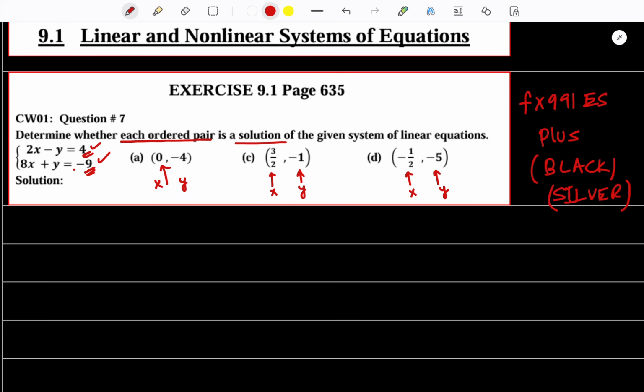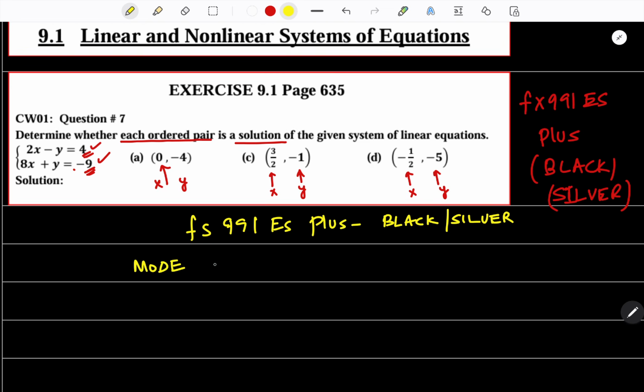Take your FX-991ES Plus calculator, whether black color or silver color. For this question, both are the same. Only in matrices is it different. Okay, right. So go to mode, everybody. Go to mode and then choose equation, which is number 5. Mode and then 5. There are so many numbers: 1, 2, 3, 4.